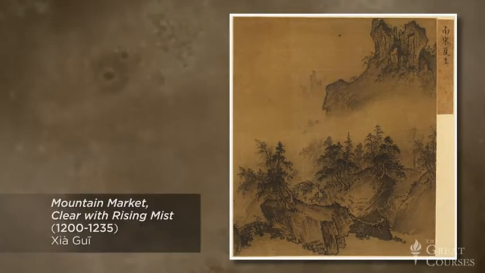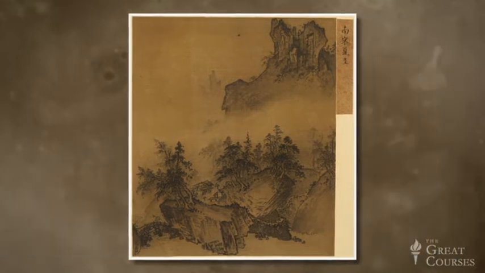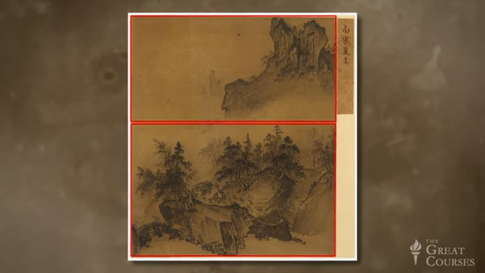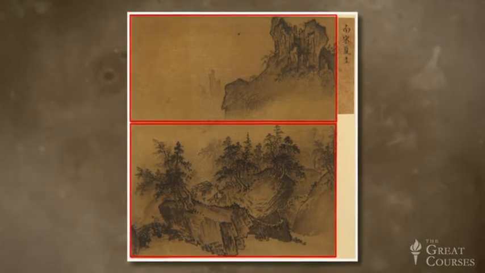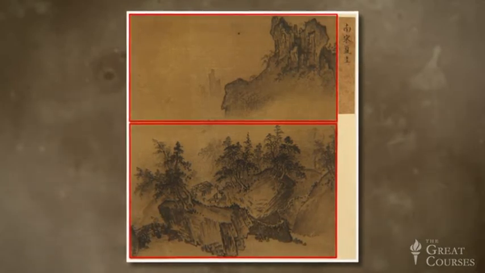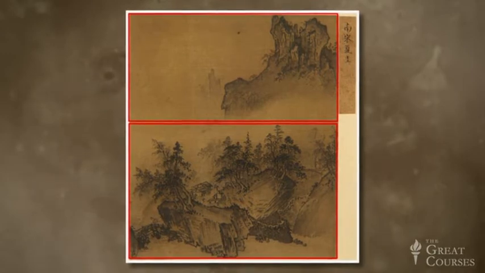This is titled Mountain Market Clear with Rising Mist by Xia Gui. Again, the rectangle is divided in half. The lower rectangle contains the near landscape, the upper, the mountains receding in the distance, and the sky.